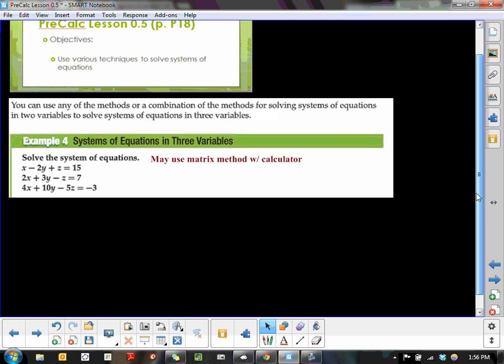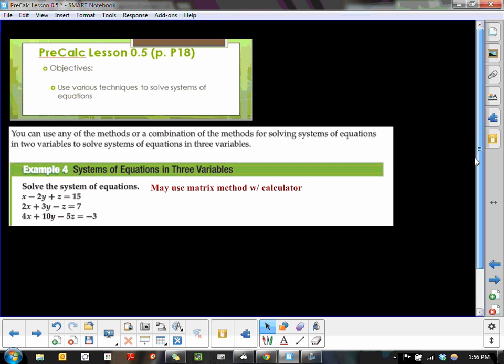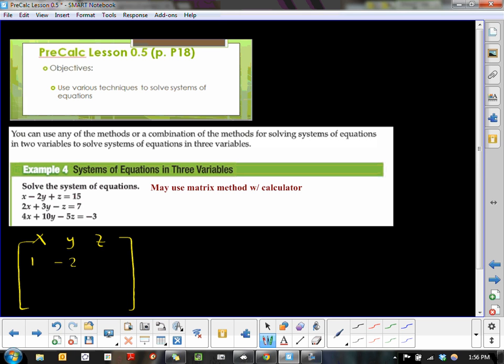so we're going to look at using a matrix to solve this system. The first thing I'm going to do is transform this equation that's in an algebraic model into a matrix model. So to transform it into matrices, I want to create a coefficient matrix. A coefficient matrix is going to be the coefficients of x, y, and z. The coefficients of x, y, and z are 1, -2, 1. Second equation is 2, 3, -1. And the third equation, they are 4, 10, and -5.